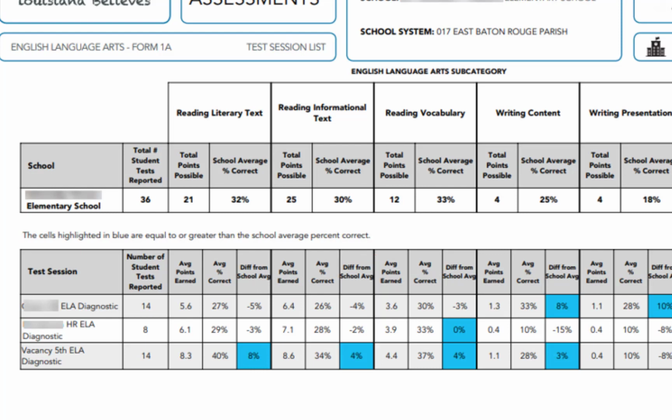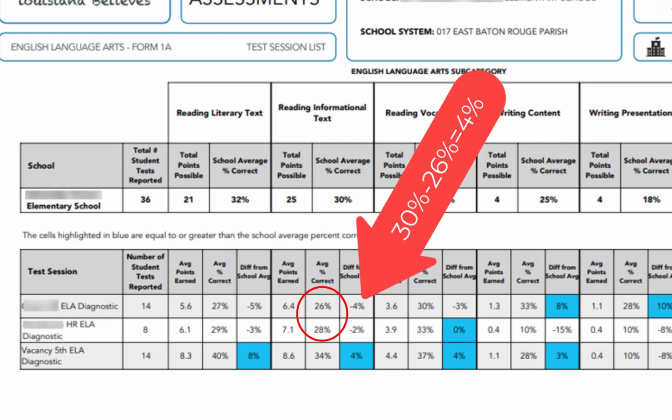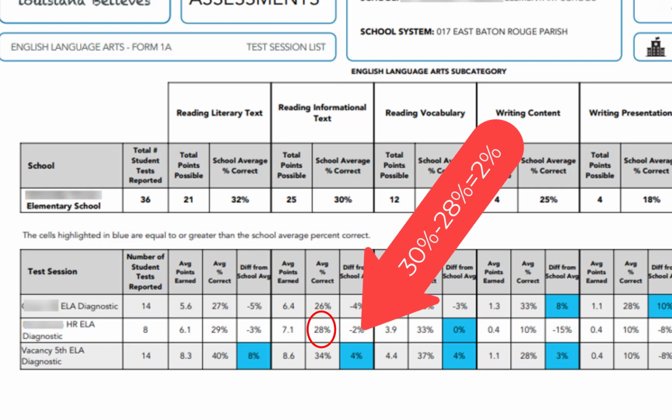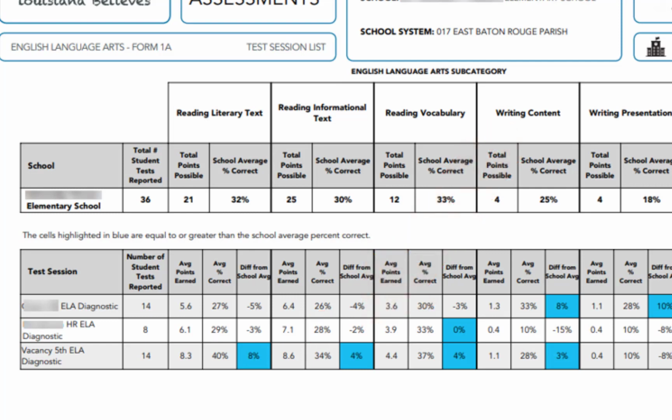Notice, remember, the blue means that class on average was above the school average. Those two other classes, teacher A and teacher B, see where it's -4%, -2%? Those two averages here, 26 was 4 points below the school average. See, 30 minus 26 is 4. And then the 28%, 30 minus 28 is 2, was 2 points below the school average. And then you continue on. Okay, so that's how you read this.